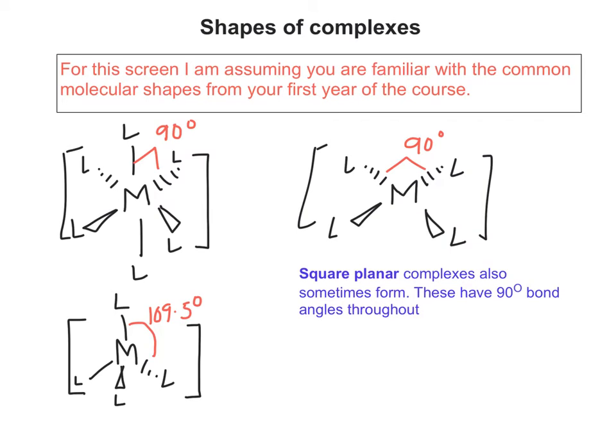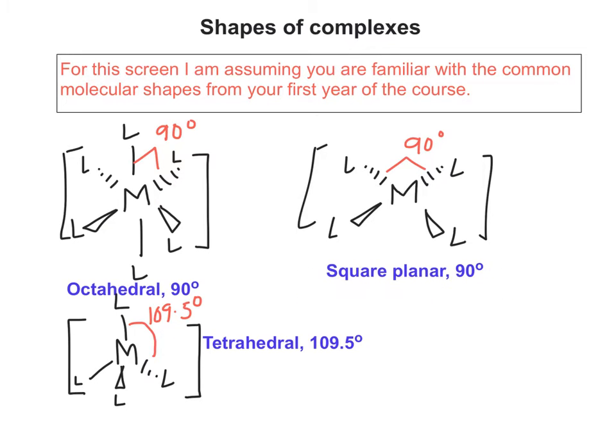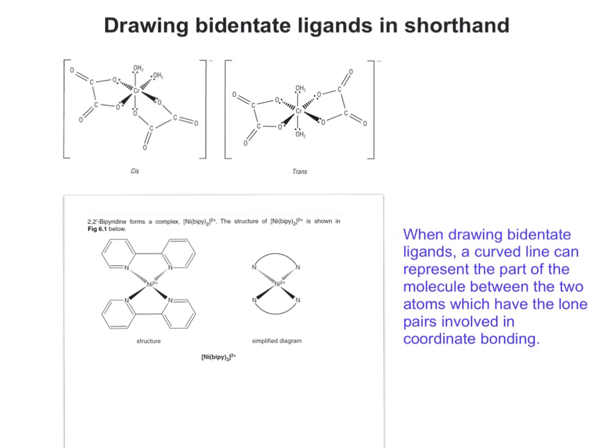And the final type of complex you'll come across is called square planar. They're flat and square in shape, hence the name. They have 90-degree bond angles throughout. The screen now shows a short summary of what each of the 3 types of shapes look like and what bond angle you'd expect to find.